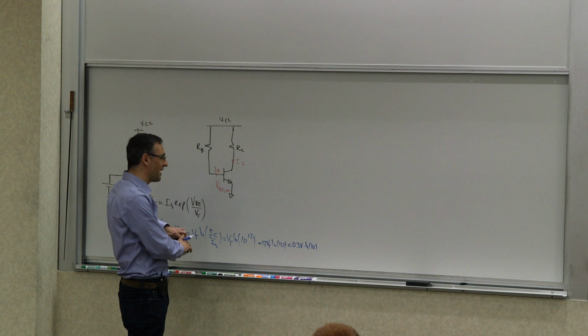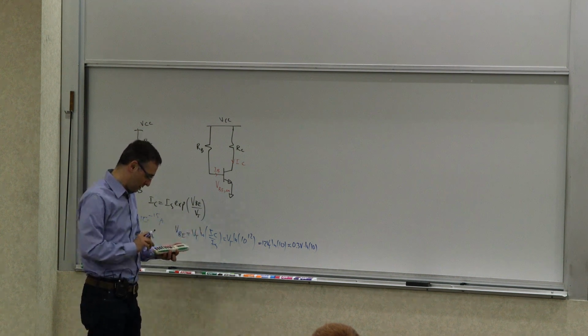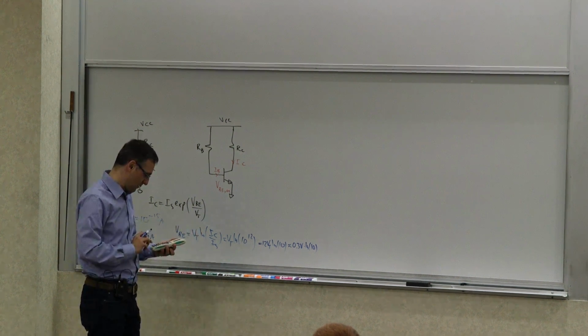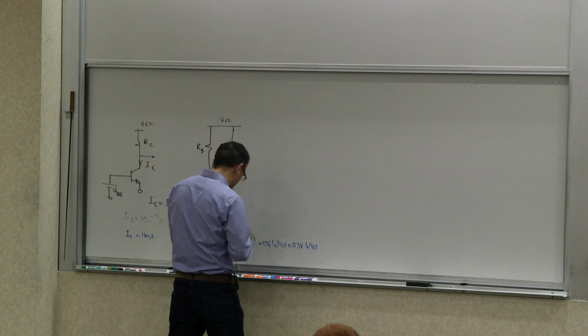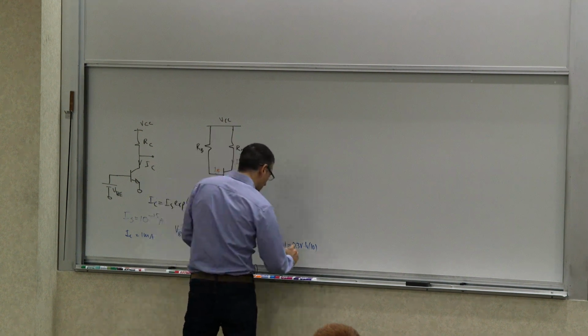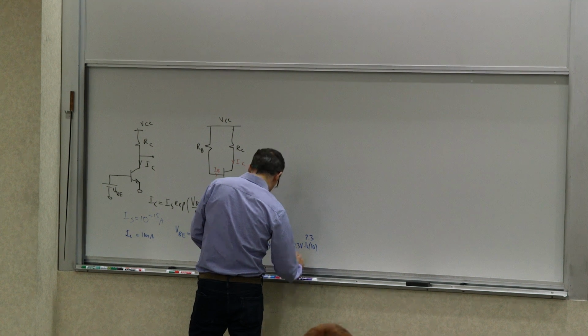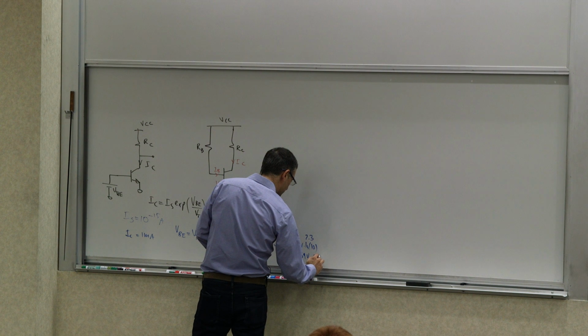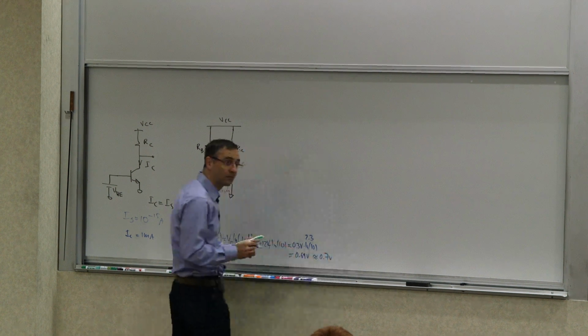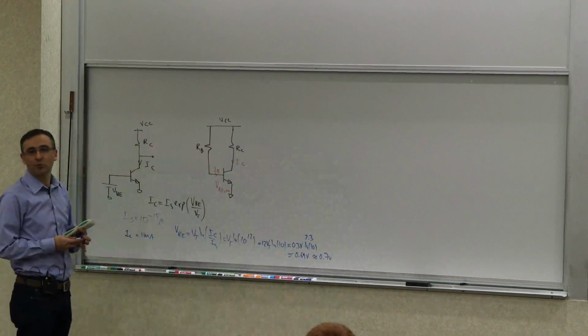And natural log of 10 is whatever, 2.3? Yeah, 2.3. So that times 0.3, so that's roughly 0.69 volts. That's where that 0.7 really comes from.